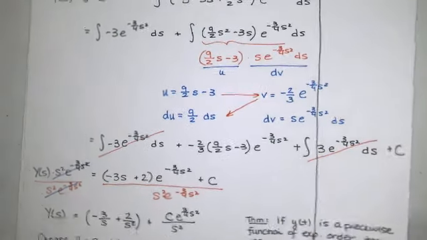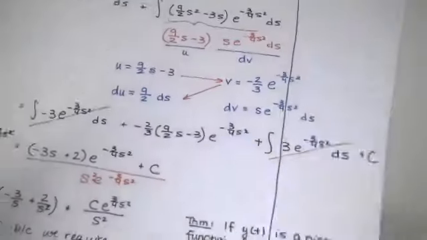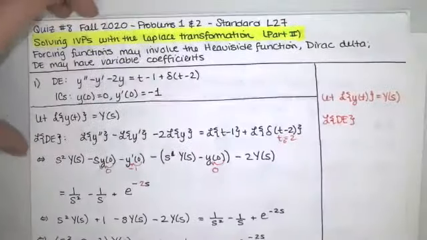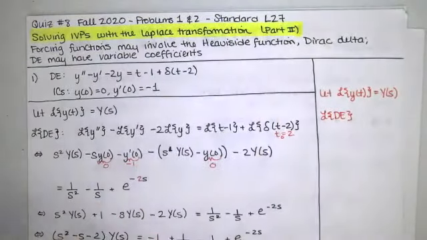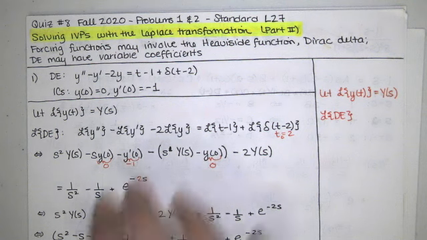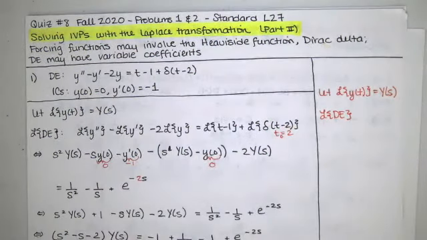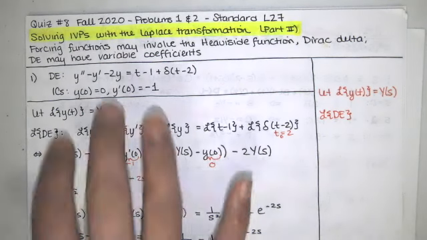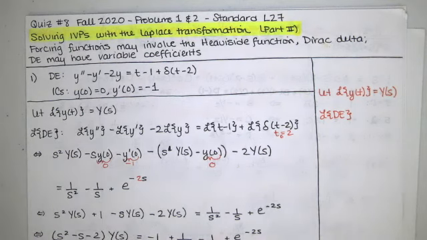Okay, so that is standard L27. You will have IVPs with the Laplace transformation, solving IVPs with the Laplace transformation. Those are the type of problems that you see with standard L27. The forcing function may involve the Dirac delta or the Heaviside function. This one involves a delta function, and the DE may have variable coefficients.